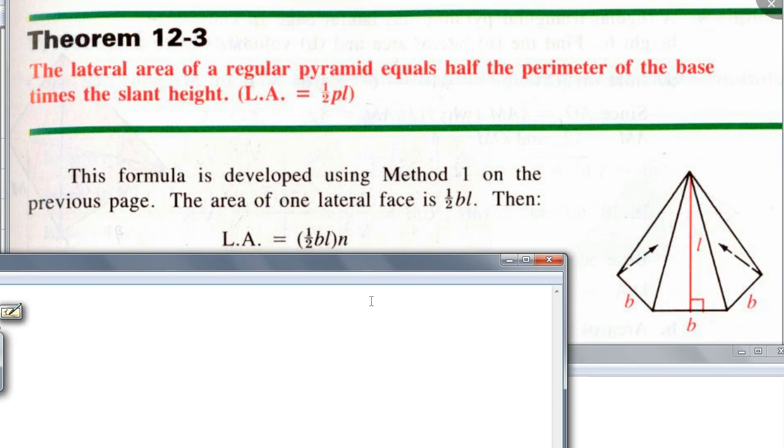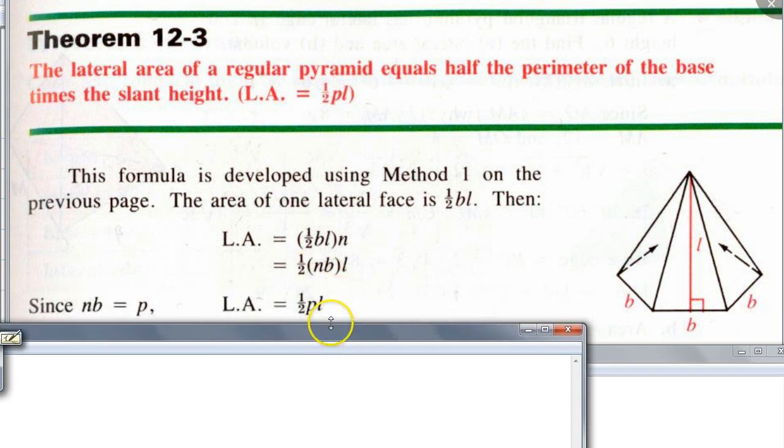Yeah, and what is that equal to? Perimeter. So isn't that the same thing as half times P L? Okay, so it's very simple. It's kind of similar to the way we did it for prisms, right? Because if you were to multiply n times p, isn't that the perimeter?